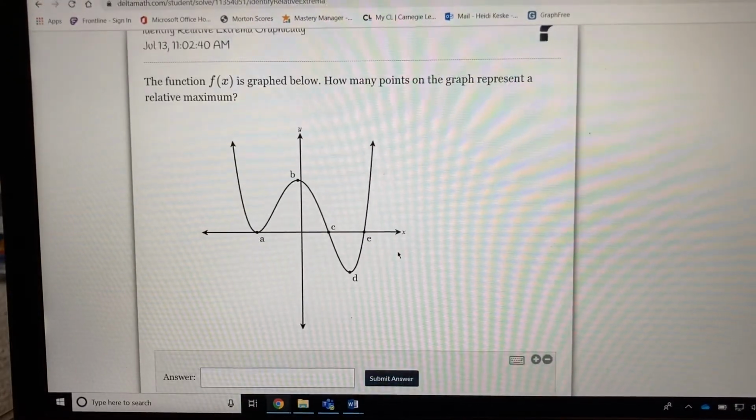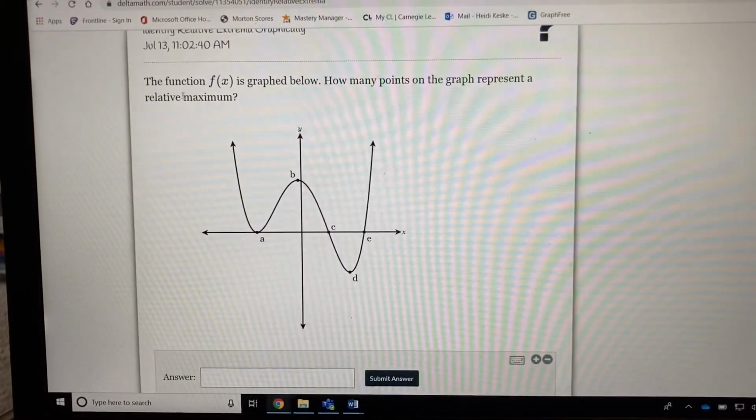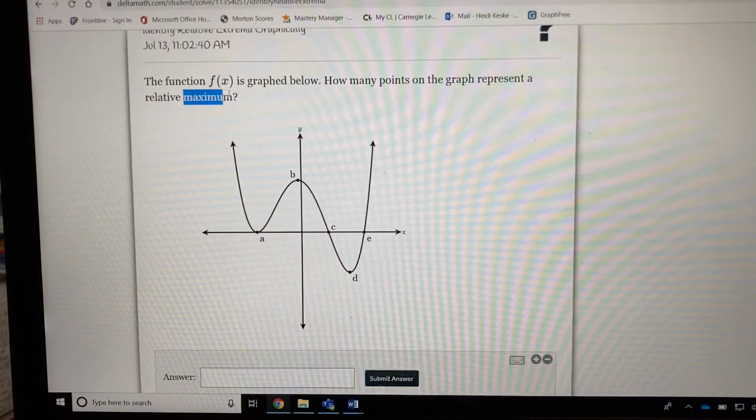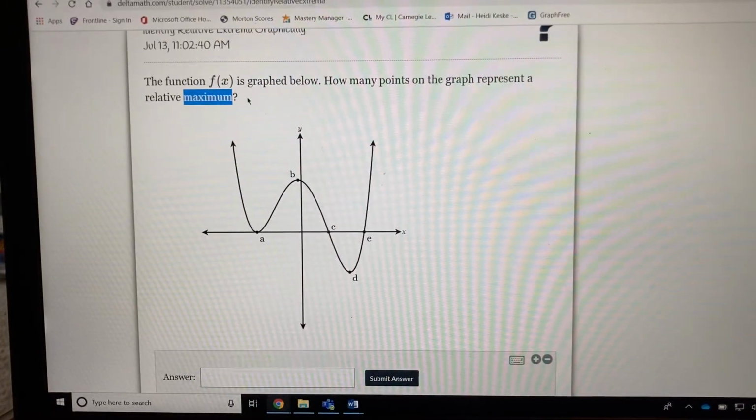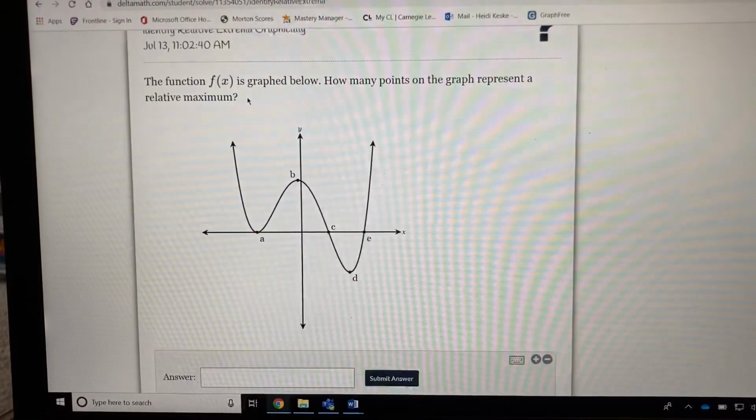All right, here we go. Now here's our function f of x. How many points on the graph represent a relative maximum? So make sure you're reading through these because the question is going to change. Now all they want to know is what are the maximums.